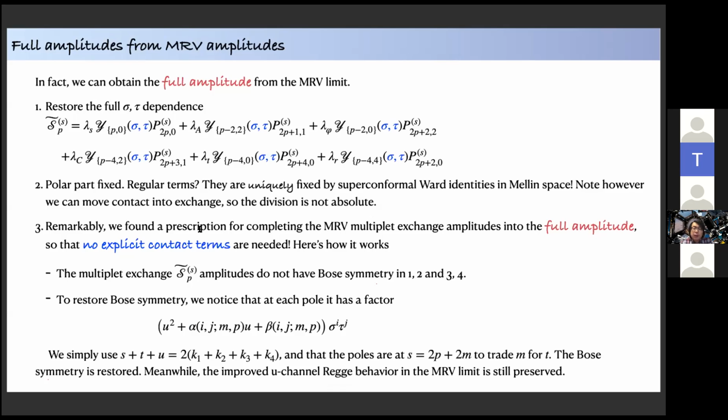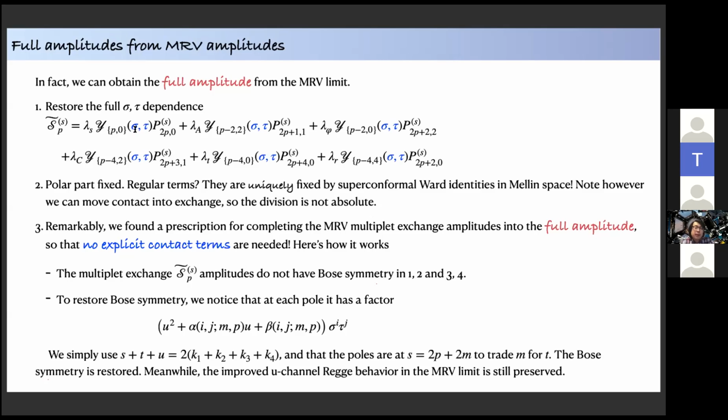So this is already quite nice because we can compute all the 4-point correlation functions in a special limit, but we can actually do more. We can even obtain all the four-point amplitudes from the MRV limit. So here's how it works.